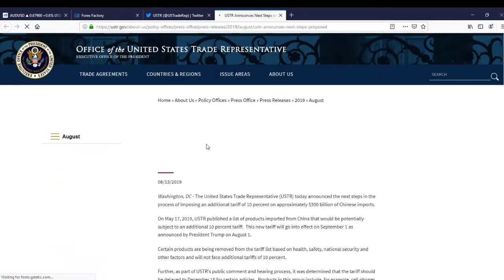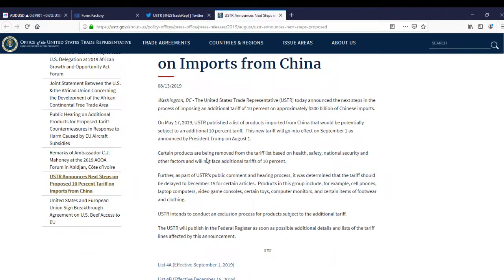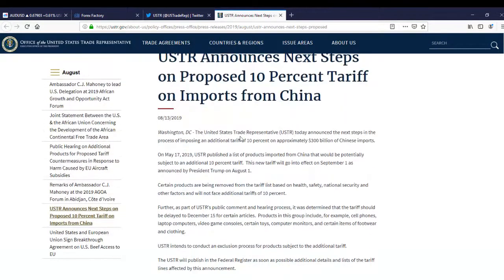But in short, if you guys remember last week, Trump placed the tariff. So we can read this right here. Subject to 10% tariff. So yeah, 10% on approximately 3 billion of Chinese imports. And this was obviously bad for the Aussie dollar, so we saw a spill. We saw the yen increase in strength. And then today they said certain products are being removed from the tariff list based on health, safety, national security, and other factors, and will not face additional tariffs of 10%.